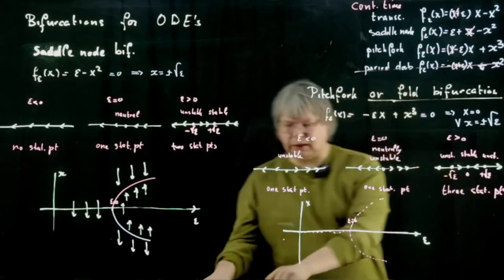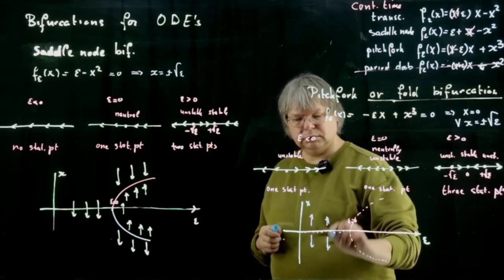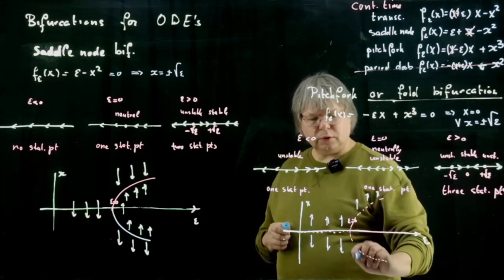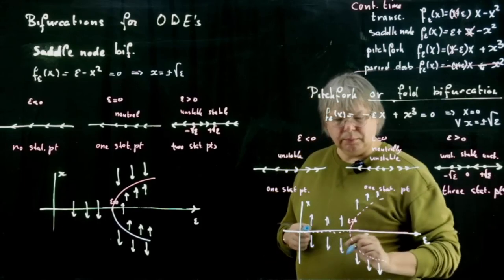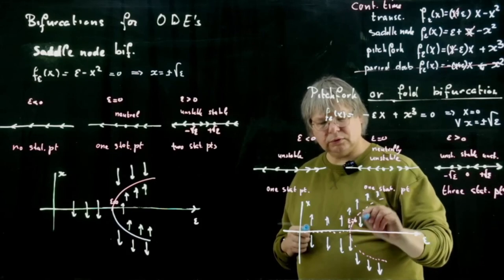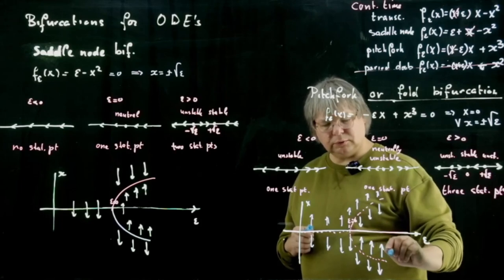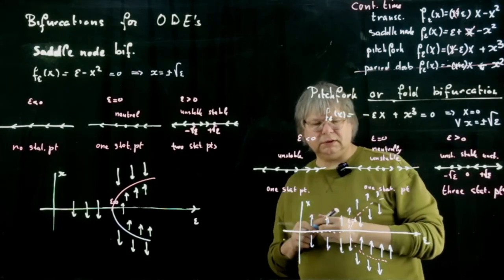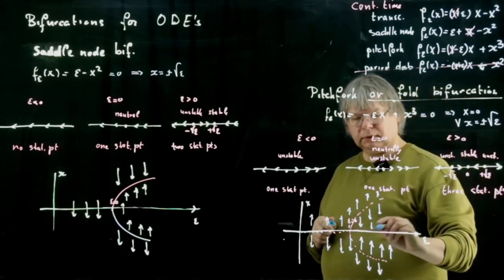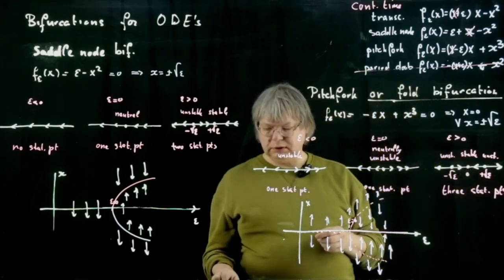And let's draw the arrows again. In this case, we move away from the origin. And if we are far away from the origin, we only move further away. But in between, the arrows change direction. And then we see also, because of these arrows, that the two dotted lines here are both unstable. And in between, that stationary point at 0 is stable.